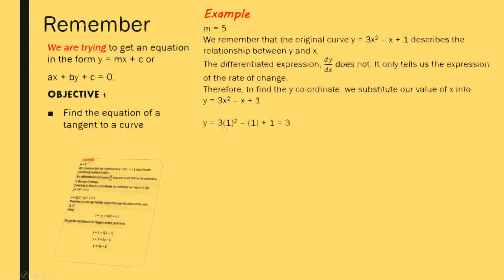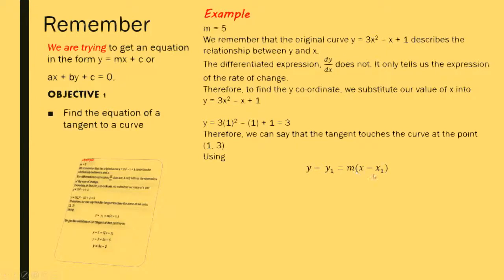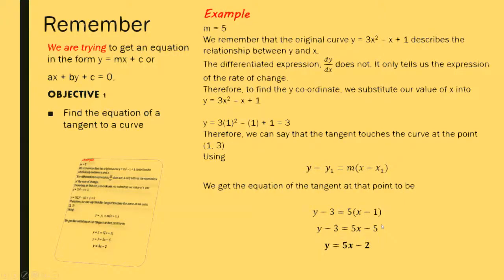So when we substitute x equal to 1 in, which is our value at this point, we want to find out what y is worth, we put y equals 3 times 1 squared minus 1 plus 1, and that gives us 3. So therefore we can say that the tangent touches the curve at the point 1, 3. Using y minus y1 equals m upon x minus x1, we can get the equation of the tangent at that point to be y minus 3, which is your y coordinate, equals 5 upon x minus 1. We'll multiply out our bracket and get y minus 3 equals 5x minus 5, and bring in our minus 3 over. We eventually get that y equals 5x minus 2, and that's the equation of the tangent at a point on the curve.